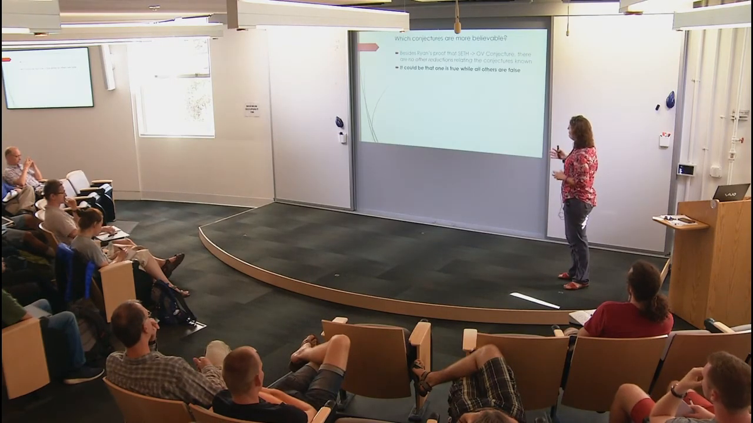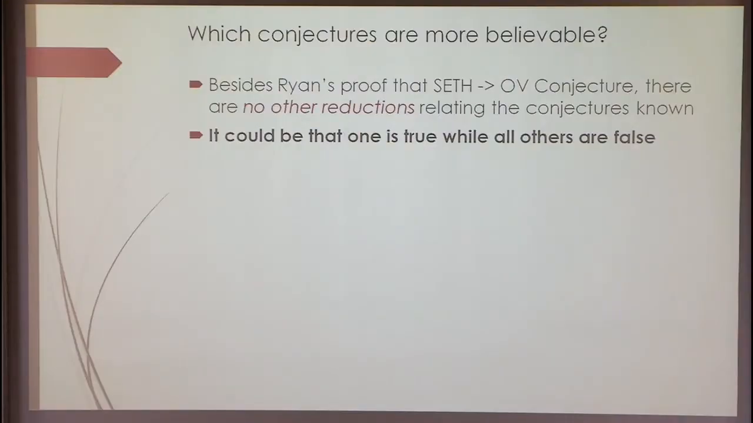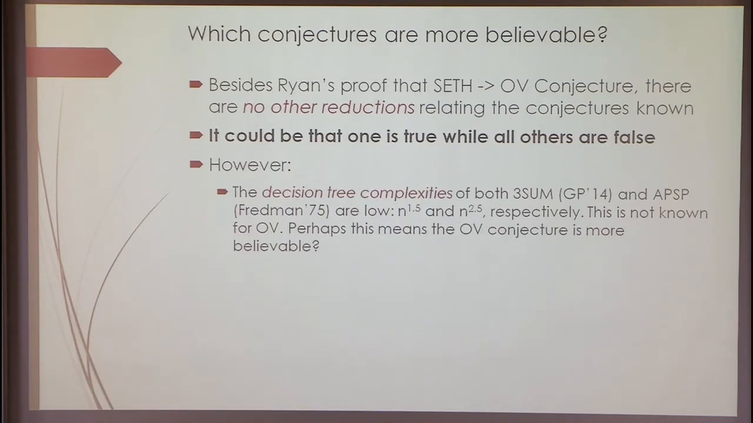Well, there's no other reductions between the conjectures that we know of besides Ryan's proof. It could be that one of them is true and all of the others are false, or maybe any subset of them could be true while the others are false, as far as we know. So there's a few things you can say.